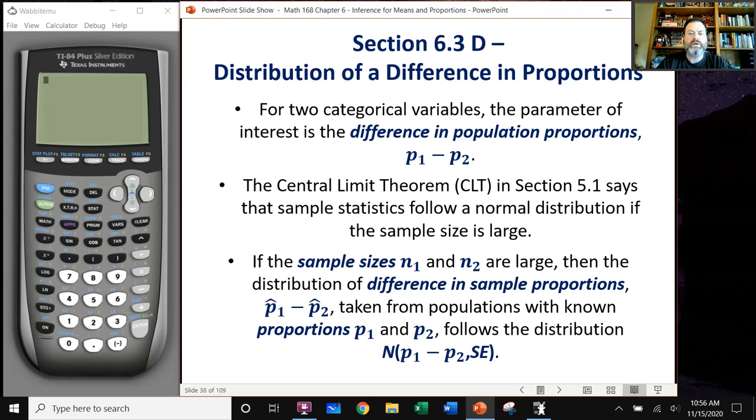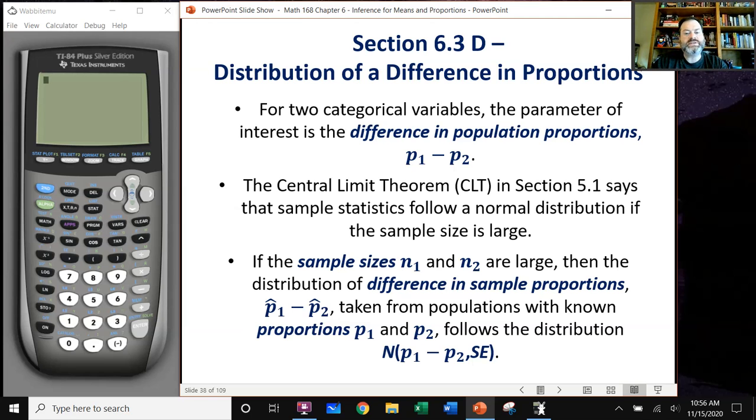So for two categorical variables, the parameter of interest is the difference in population proportions, P1 minus P2. The central limit theorem says that sample statistics follow a normal distribution if the sample size is large. Now here we need two samples to both be large, right? Because when you do a difference in proportions, you have a categorical explanatory variable, and that means you have two samples. Or one sample split into two parts, both parts need to be large.